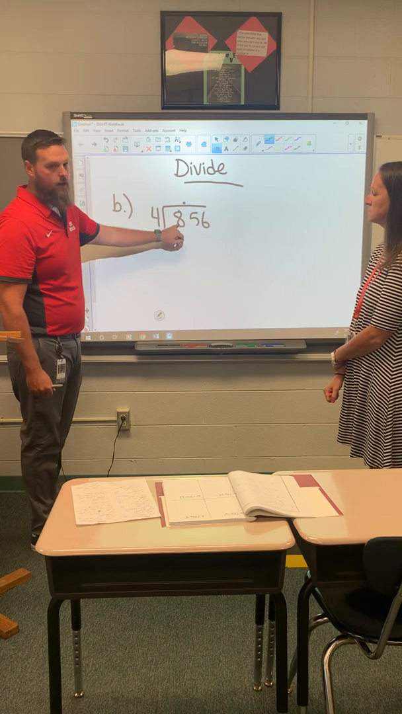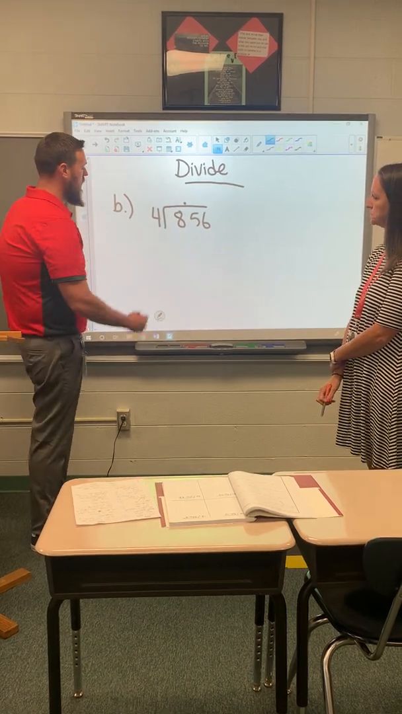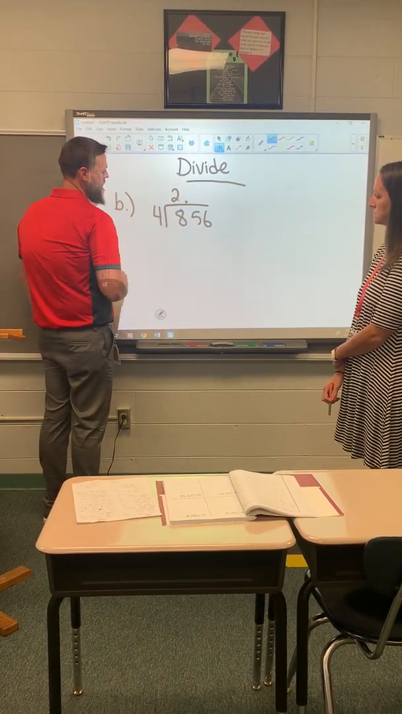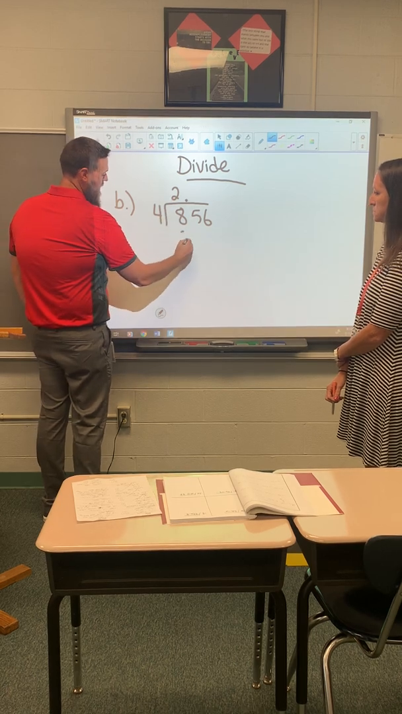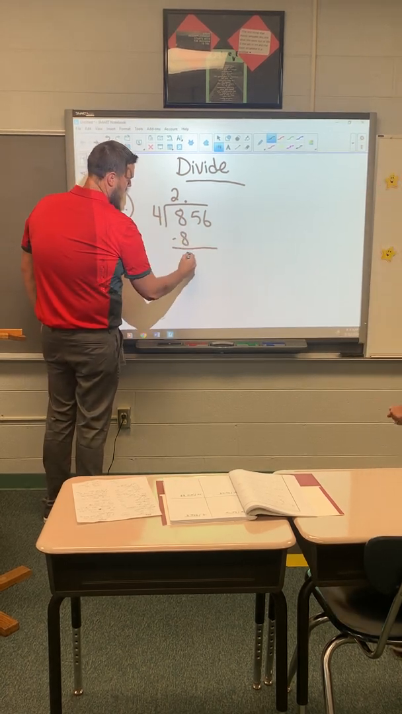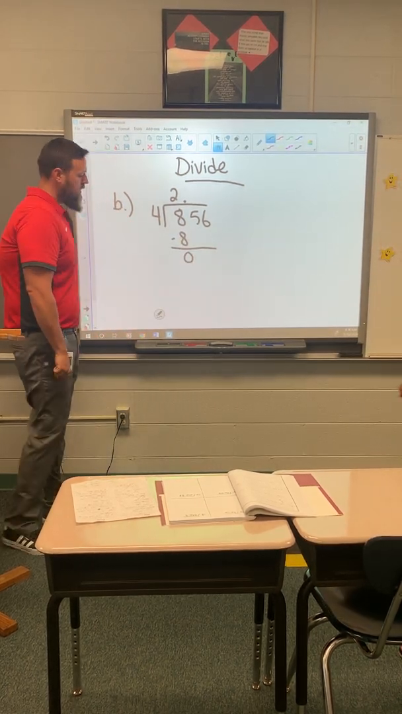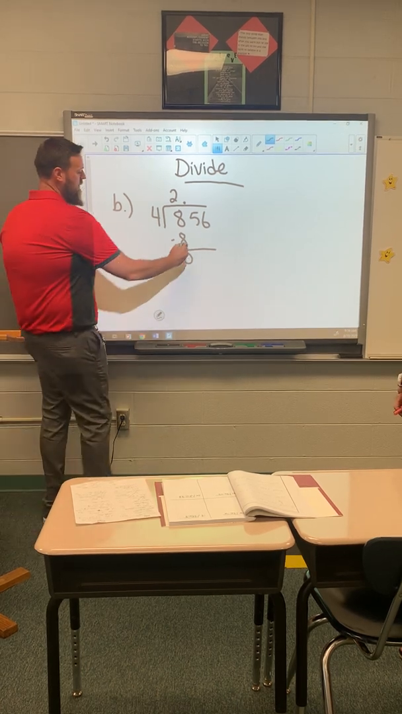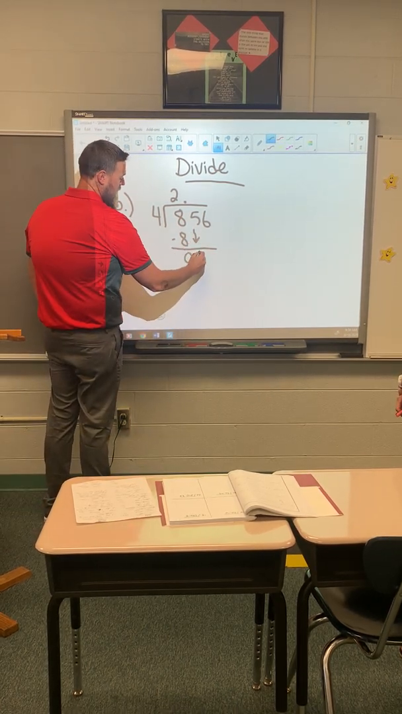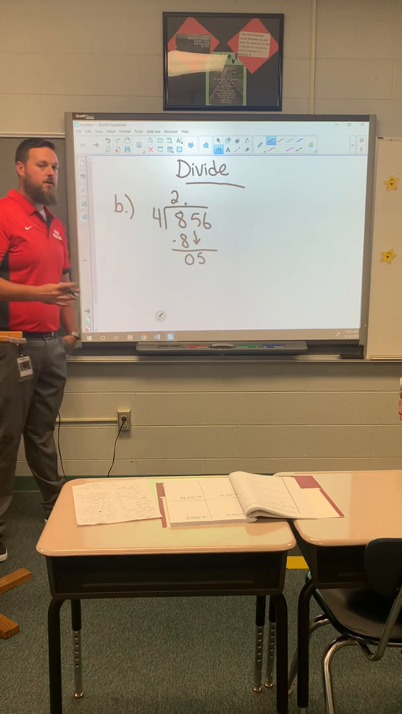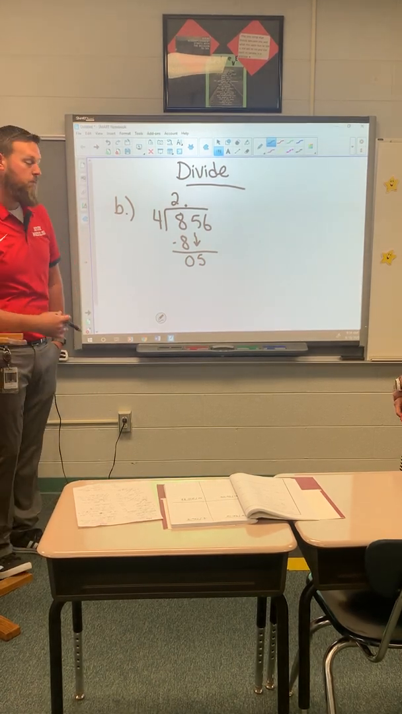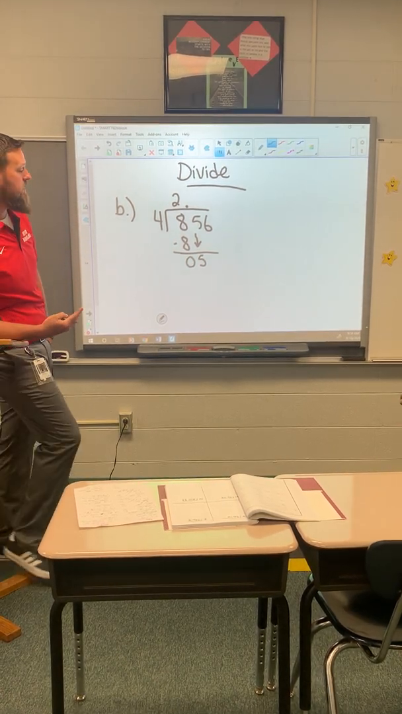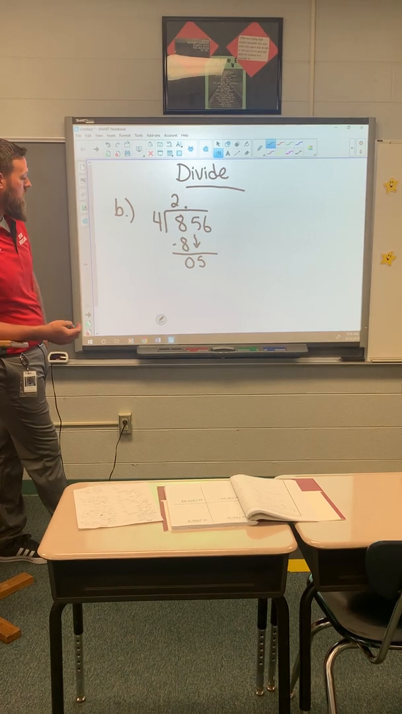Will 4 go into 8? And we know that it will. It'll go into it 2 times. 2 times 4 is 8. Subtract. You get your 0. And then bring down the 5. And if you notice, I'm going a little bit faster now because you've all had about 3 days to practice this, so hopefully you're comfortable with it now.